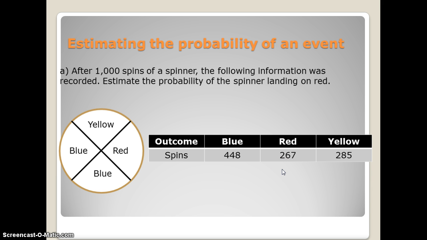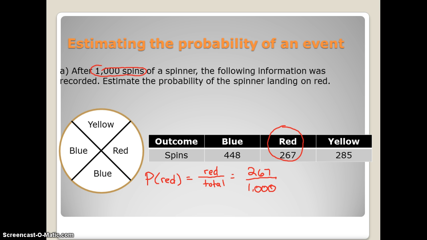On this first one, after 1,000 spins of a spinner, the following information was recorded. We're going to estimate the probability of the spinner landing on red. So we're looking for red. As we just said, we know probability of red is how many times it landed on red over the total. And they give us both. They tell us it lands on red 276 times, and it was spun 1,000 times. So that will be your total.